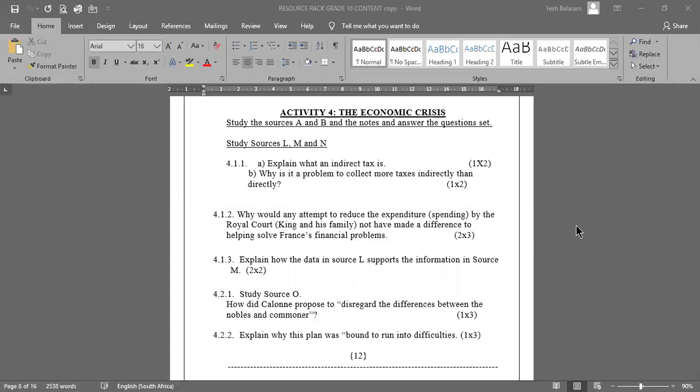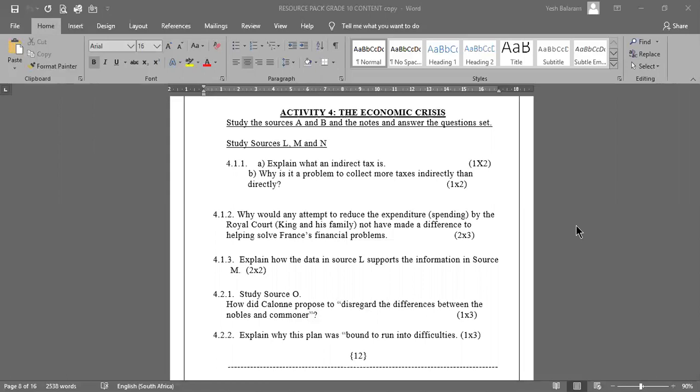Remember to answer according to the mark scheme. So for 2 marks, you need to write 1 sentence, maybe 1 to 2 lines. So your requirement for the first question is to explain what an indirect tax is. Go back to the recording before this, where I'd explained an indirect tax.